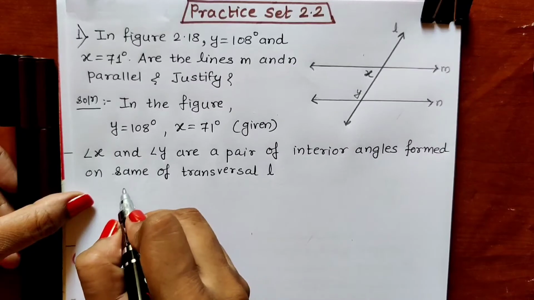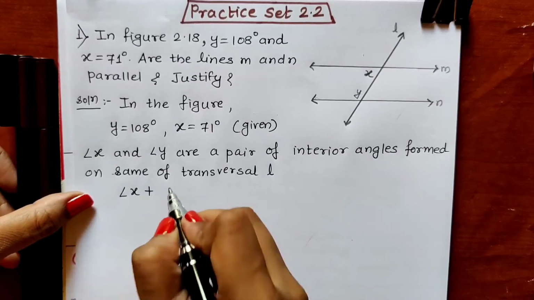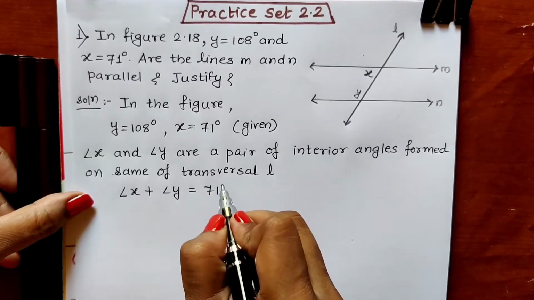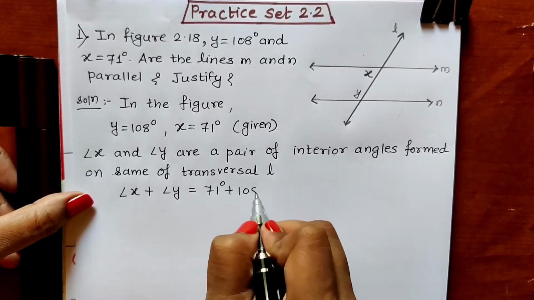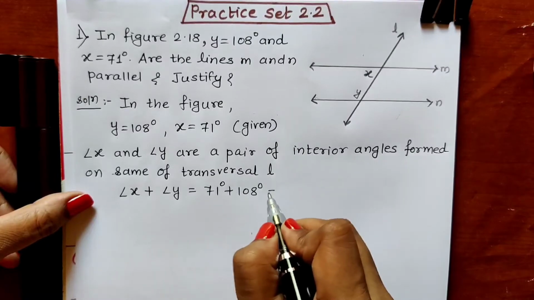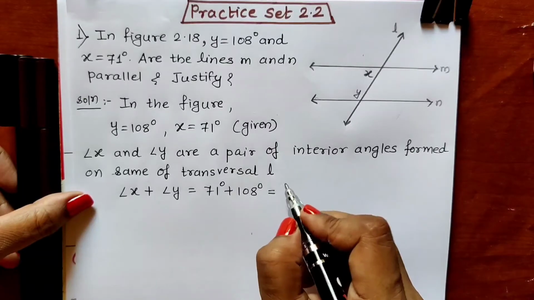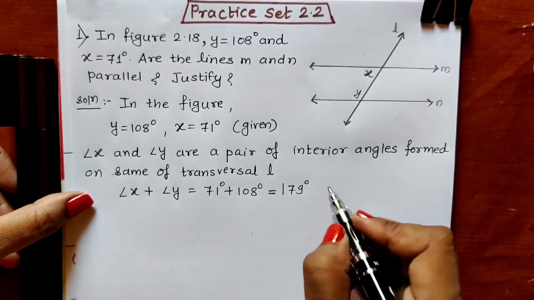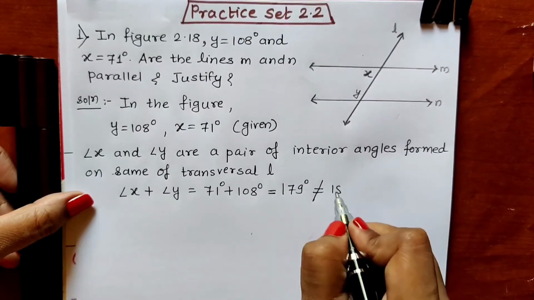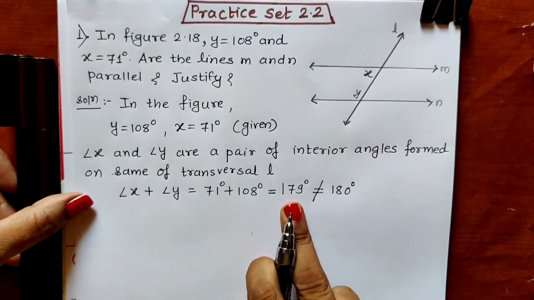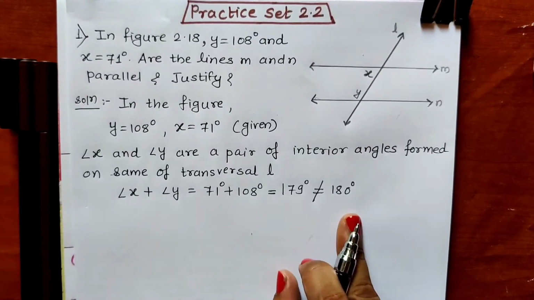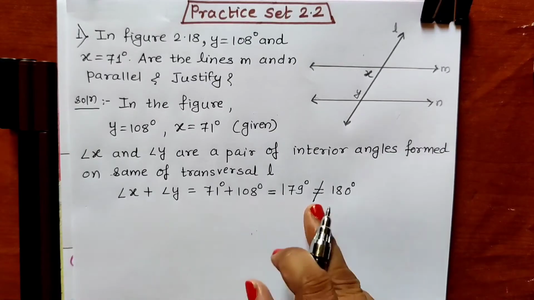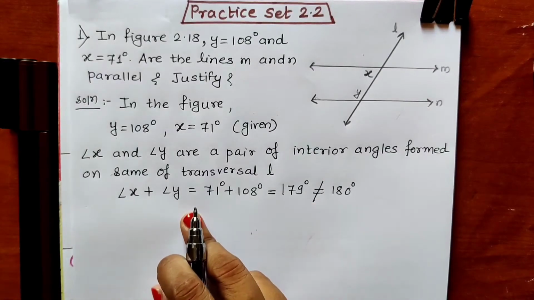So, let us find out their total. Angle x plus angle y is equal to 71 degree plus 108 degree. What is 71 plus 108? It is 179 degree. 179 degree means it is not 180. It is not equal to 180 degree. Correct? This is 179 degree and 179 and 180 are not equal. So in this way first find out the total of these two interior angles.